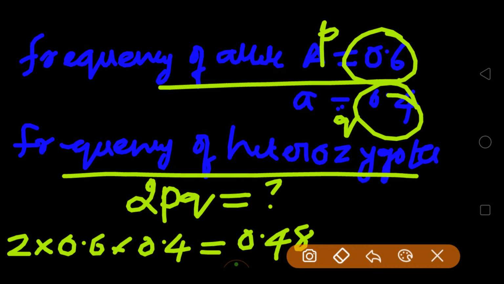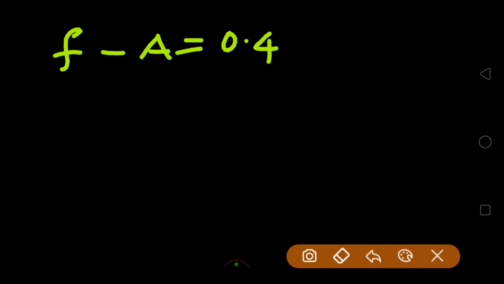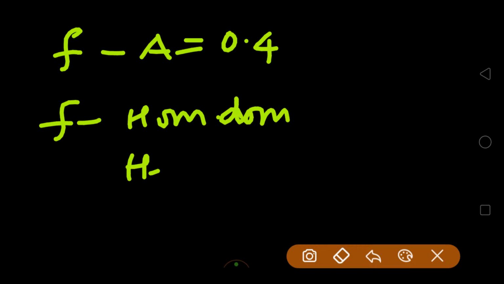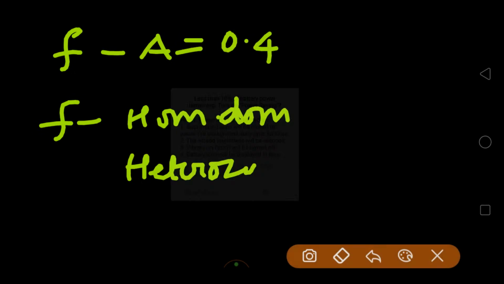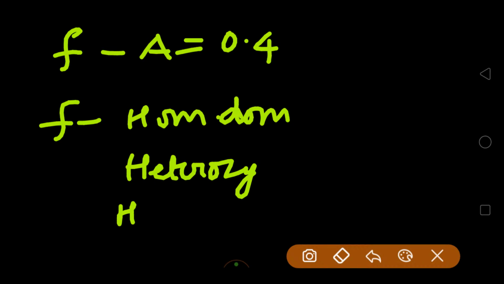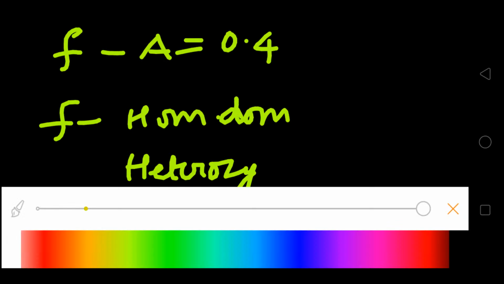Right. Next we will see the latest NEET question. The frequency of the dominant allele A is given as 0.4. What would be the frequency of the homozygous dominant, heterozygous, and homozygous recessive? So you have to find these things.